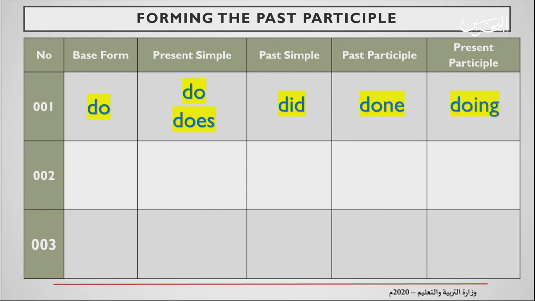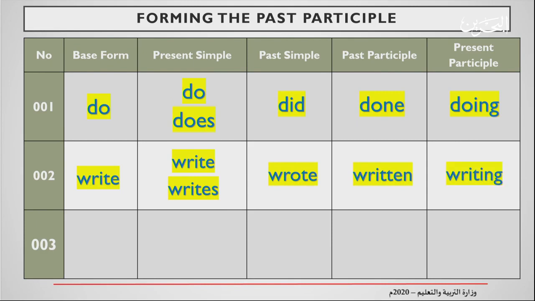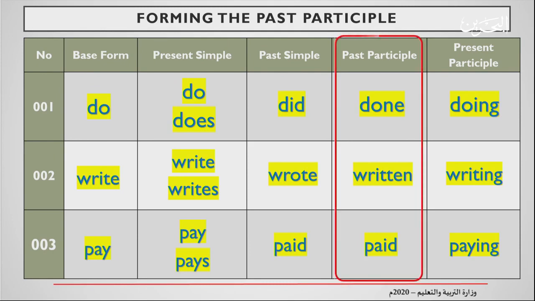The present participle, doing. Just like that, we have write, writes, wrote, written, writing. A third example, pay, pays, paid, paid, paying. Now we're going to focus on the past participle.